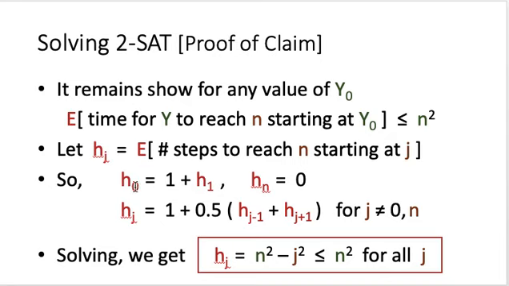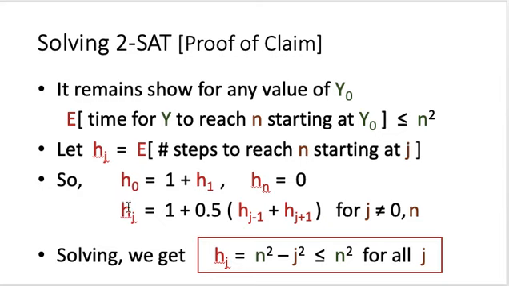So by linearity of expectation, the expected time when we start at 0 is equal to 1 plus the expected time when we start at 1. So it's 1 plus h of 1. On the other hand, if we are already at state n, then we don't need to move any further. So h of n is equal to 0.